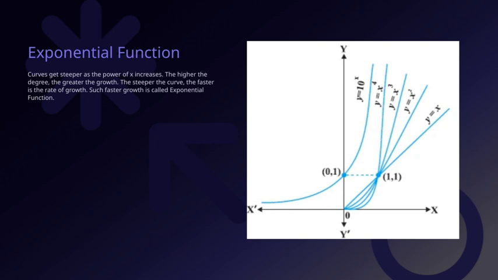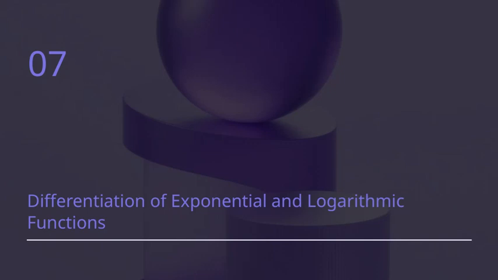Understanding this helps us grasp how certain processes can grow very quickly, and it ties directly into our overall theme of understanding different types of mathematical growth. Let's take a closer look at the differentiation of exponential and logarithmic functions. These two types of functions are closely related, but have distinct characteristics that are important to understand.